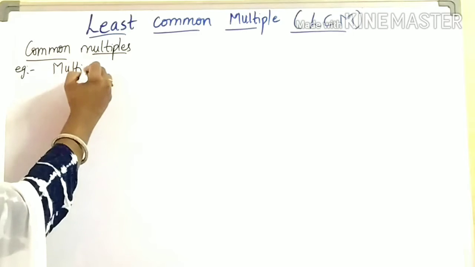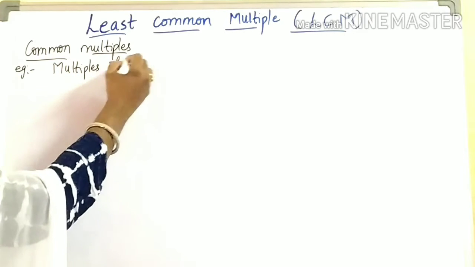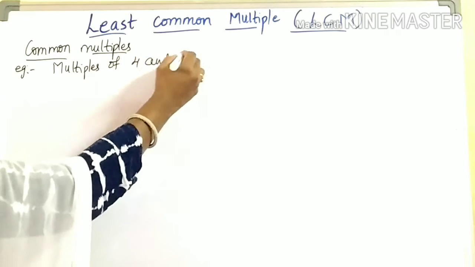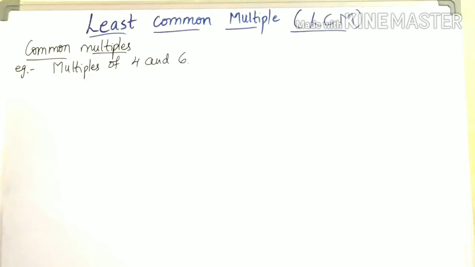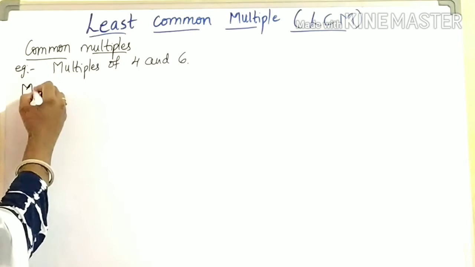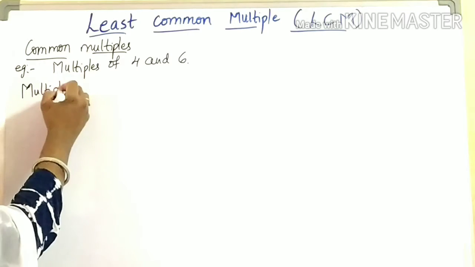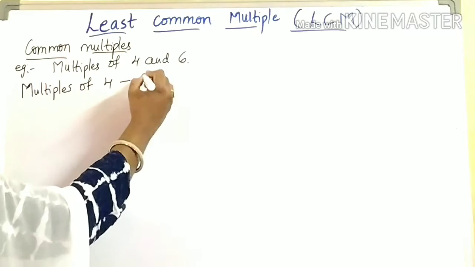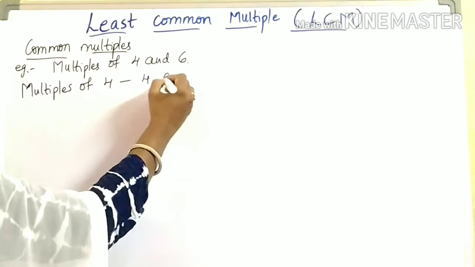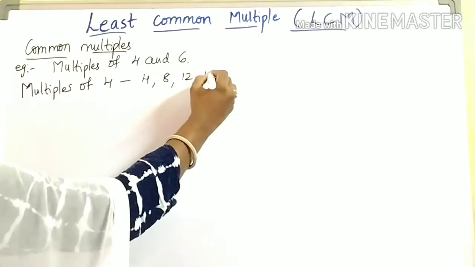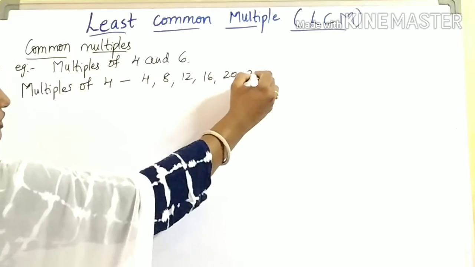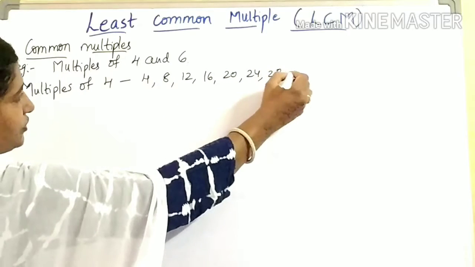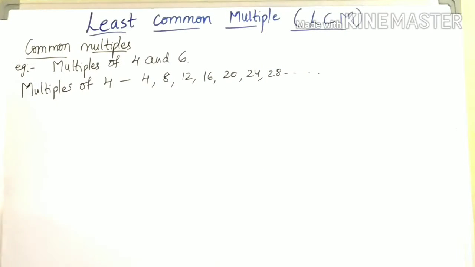I will take first multiples of 4 and 6. You know what are multiples? Multiples are nothing but, you can remember multiplication table, right? Multiples of 4. What are multiples of 4 here? 4 ones are 4, 4 twos are 8, 4 threes are 12, 4 fours are 16, 4 fives are 20, 4 sixes are 24, 4 sevens are 28, so on you are going to get, right?